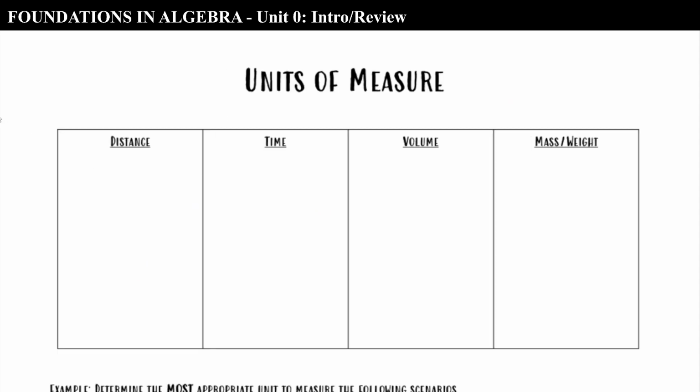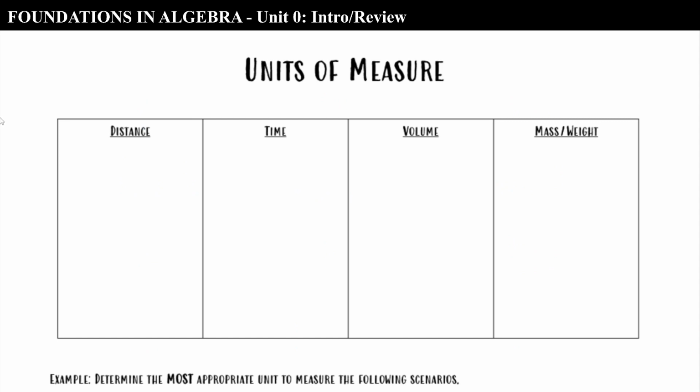Now let's talk about units of measure. When we have units of measure, we have ways of measuring distance, time, volume, and mass or weight. So let's talk about some of the different ways we can measure distance. If you've ever been on a road trip, you know that we talk about distance on the road in miles, typically. But we can go smaller than that. You've got yards, like on a football field, and then you have feet, and you have inches. This is all called imperial units.